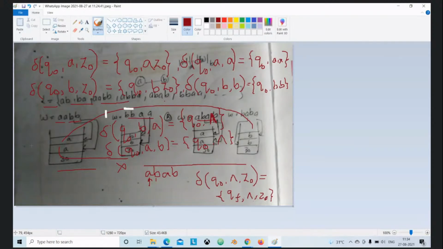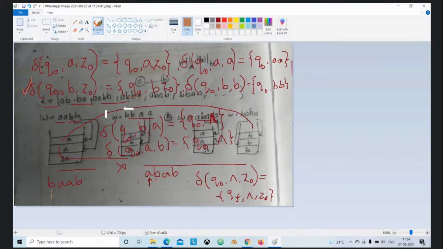Now you can pick any string. Let's suppose b a b. So in this case, what will get triggered? This one will be triggered first, because we are reading a b from the input tape. So this is the configuration.